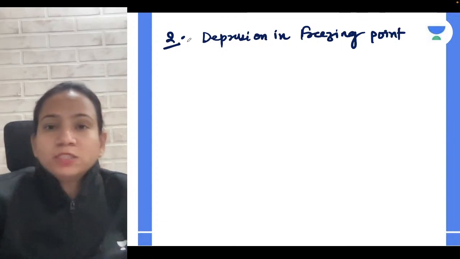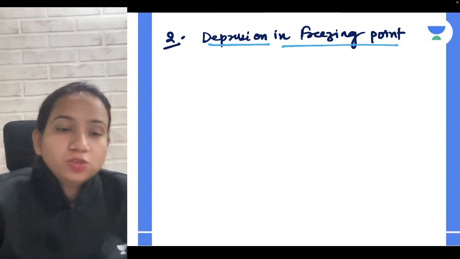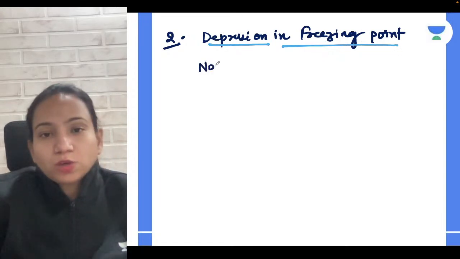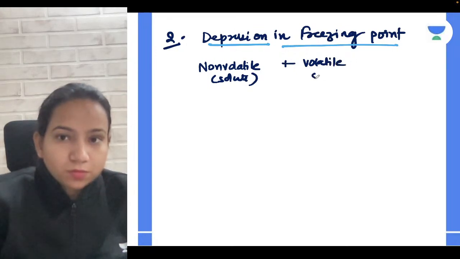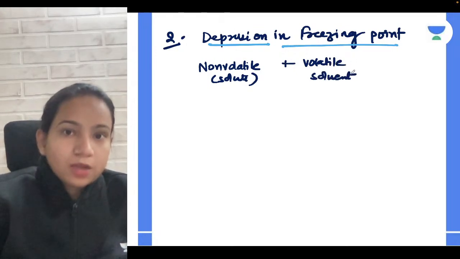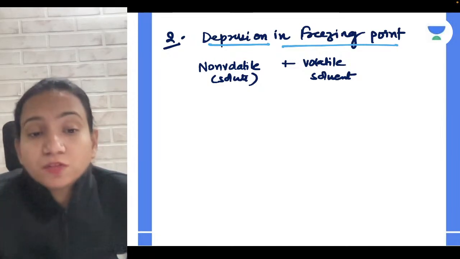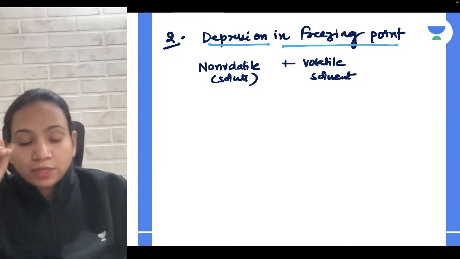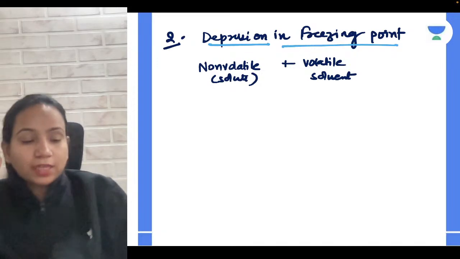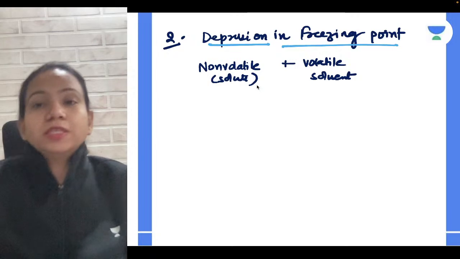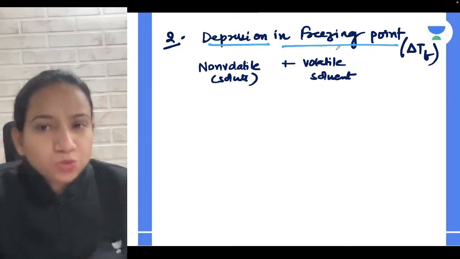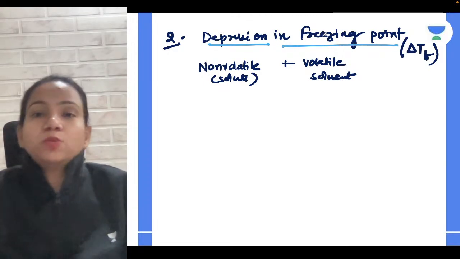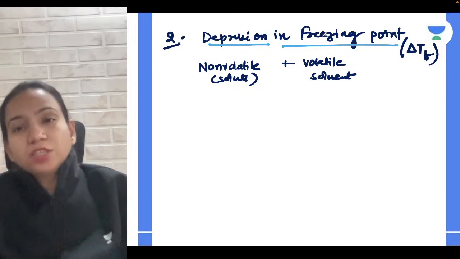what is it? The common statement everyone knows: when a non-volatile solute is added to a volatile solvent. Common statement you have to write, non-volatile solute is added to a volatile solvent. Then what is observed is depression in freezing point. Freezing point is seen to be decreasing. So in that case, the change in the freezing point, because we are saying depression in freezing point, freezing point has to decrease. Whatever was the freezing point of the solvent before, once you added the non-volatile solute, its freezing point has decreased.